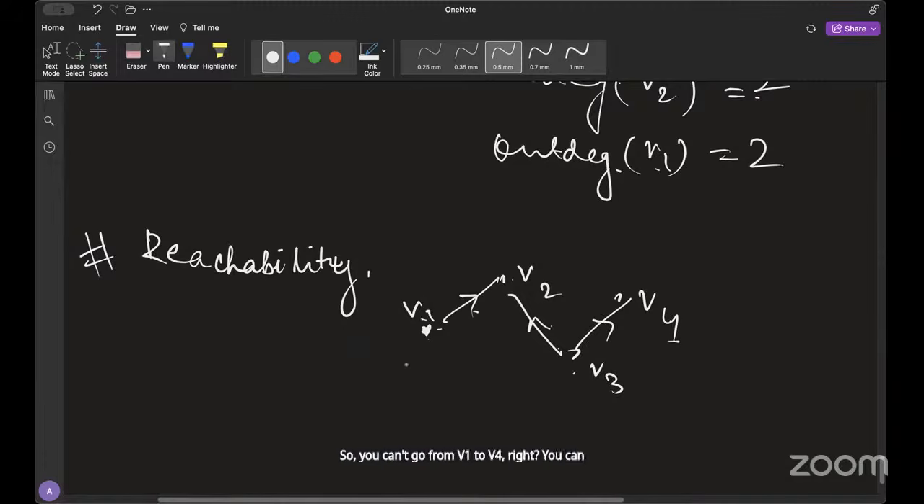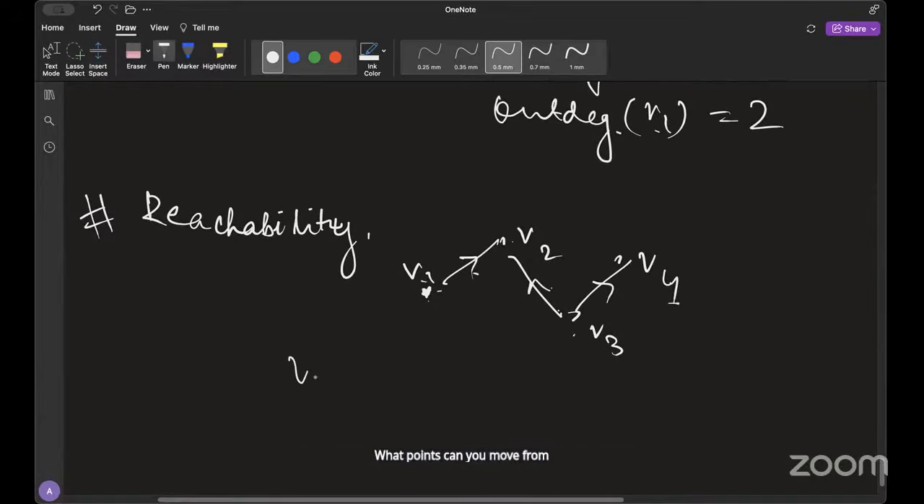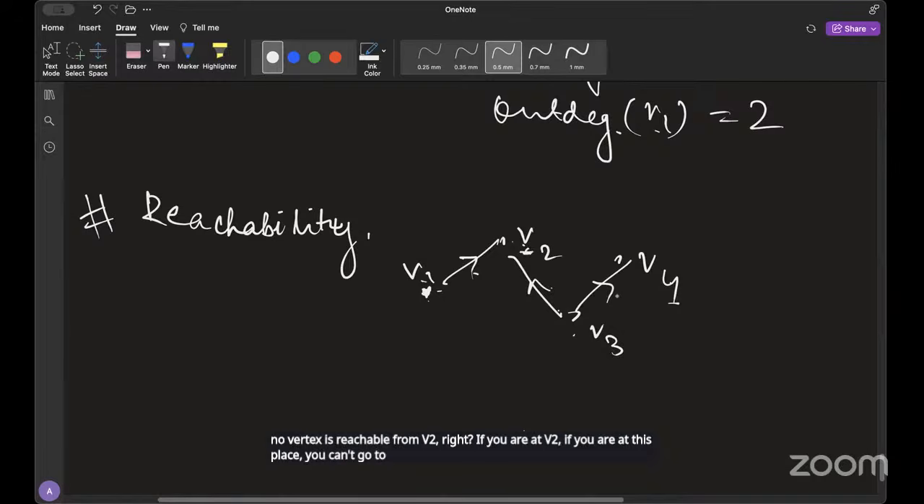So what points can you go to from V1? You can go to V2, and that's it, right? You can't go to any other point from there. So only V2 is reachable from V1. That's reachability. If you look at V2, which vertices are reachable from V2? No vertex is reachable from V2, right? If you are at this place, you can't go to any other place.